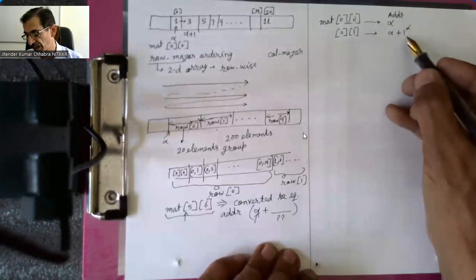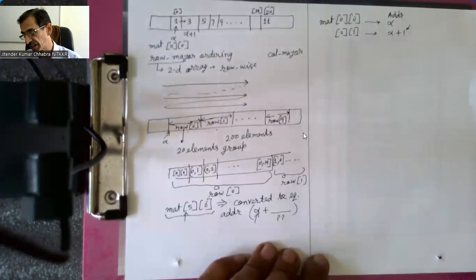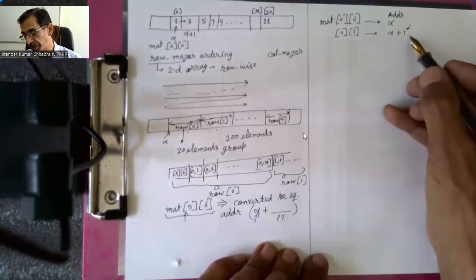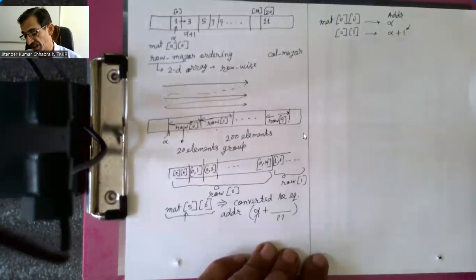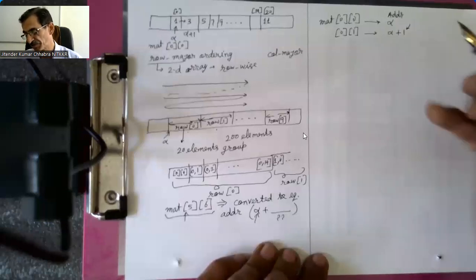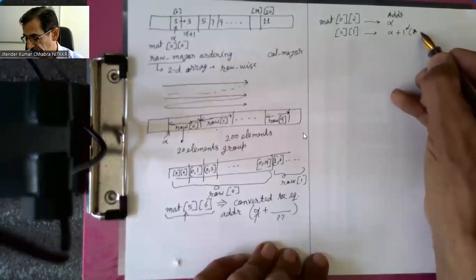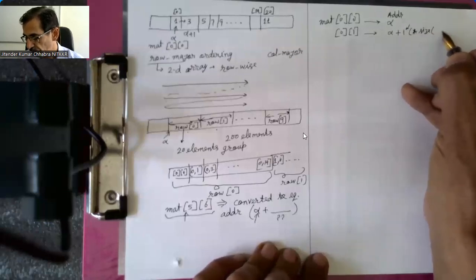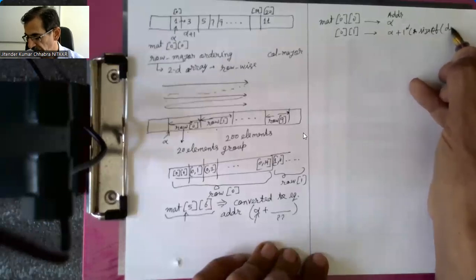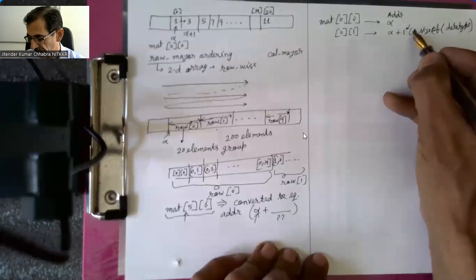If it is integer, plus 1 will mean, let's say, if integer takes 4 bytes, alpha plus 4 as the next address. If it is character, it means 1 byte. If it is float, it means 8 bytes. So plus 1 will accordingly be taken here. 1 internally means 1 times the size of the corresponding data type. So automatically that process will be taken care of.